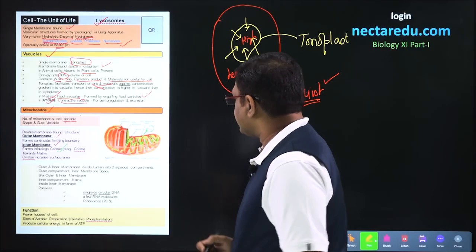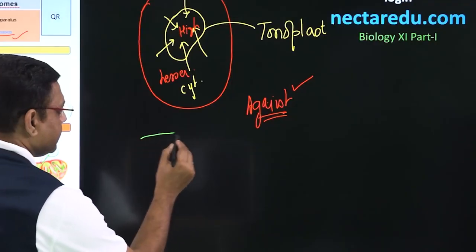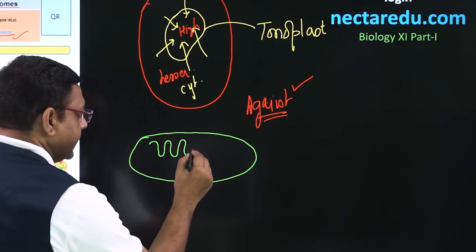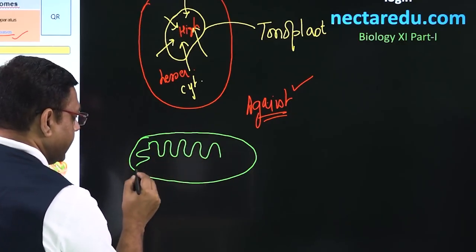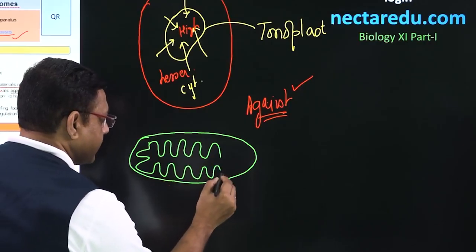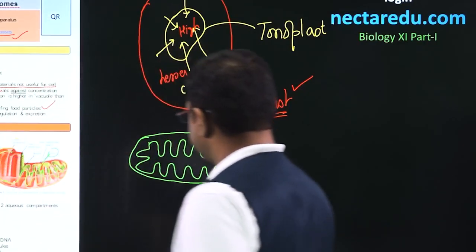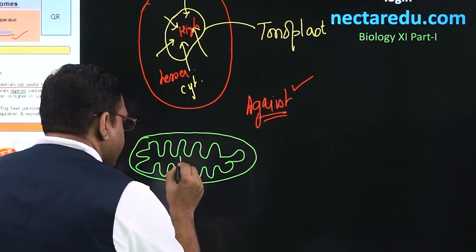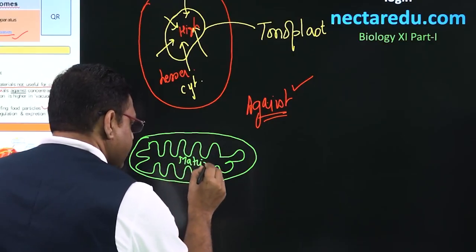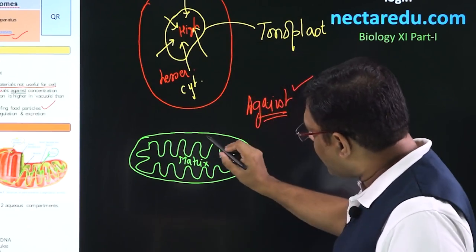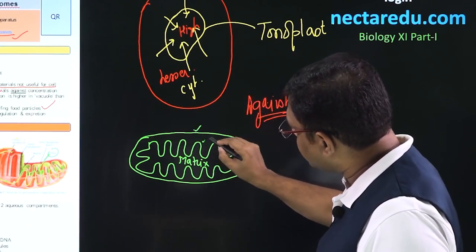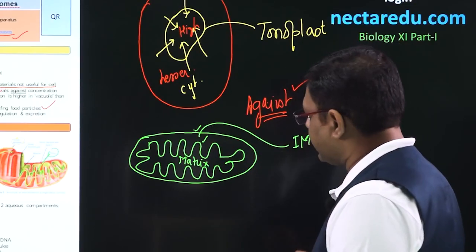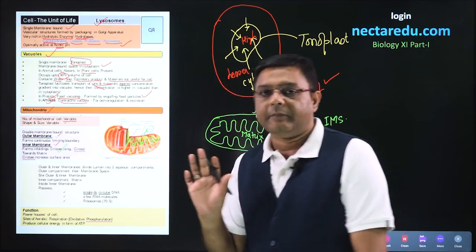Now, if we see this particular diagram, this is the outer membrane, this is the inner membrane. The inner membrane is folded in the form of cristae. The inner part which is present here is called the matrix. If we talk of the space which is present between the outer membrane and the inner membrane, this is called the intermembrane space. So, this is the structure of mitochondria.